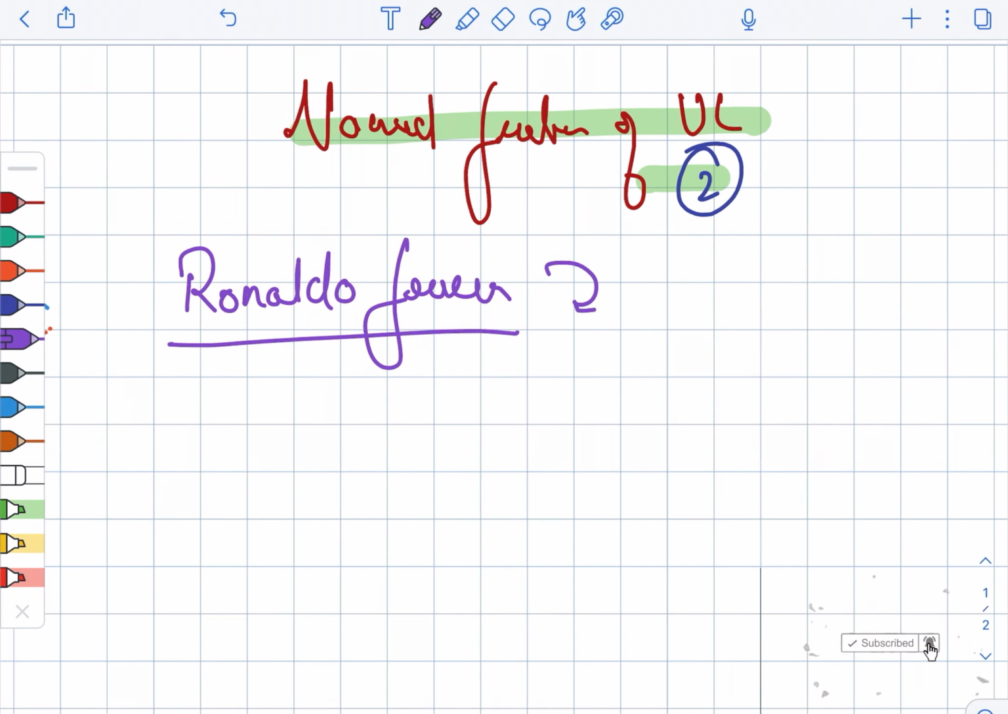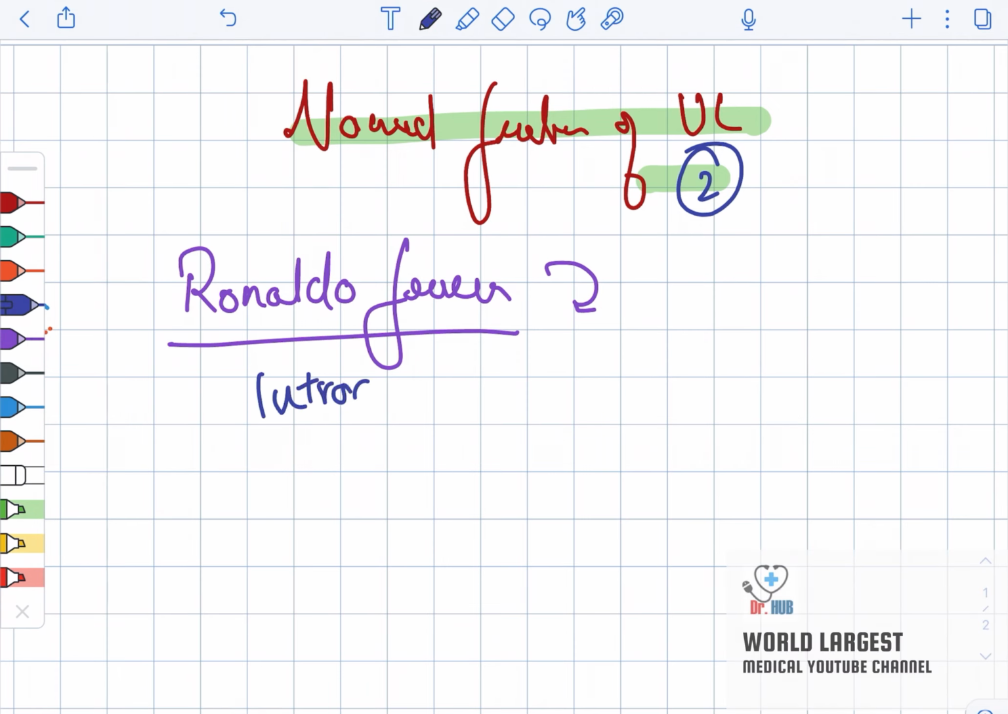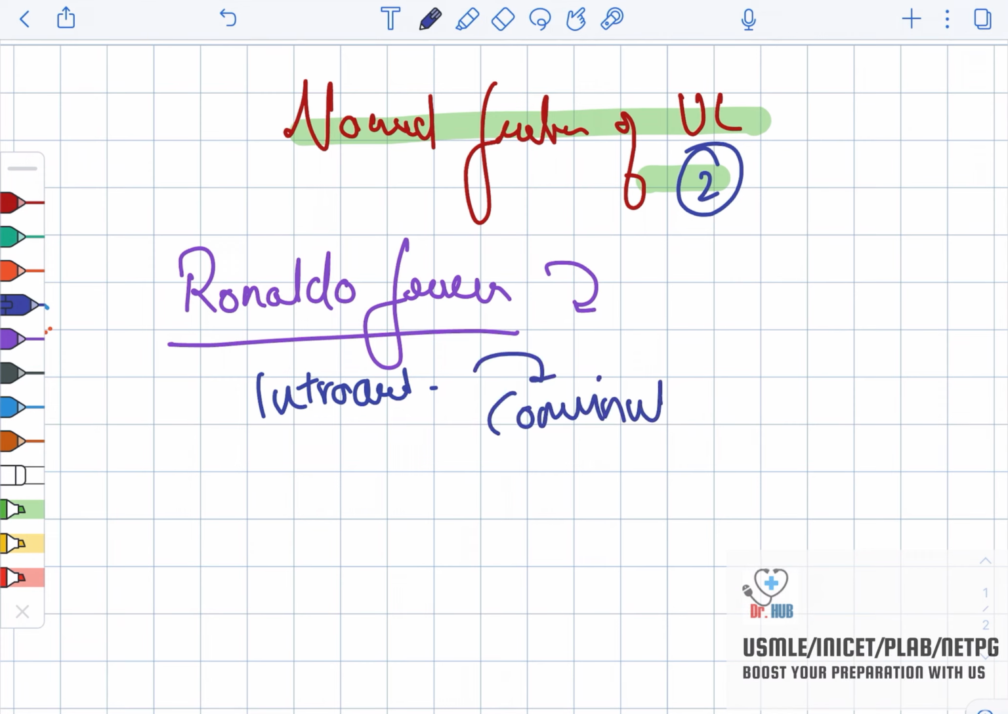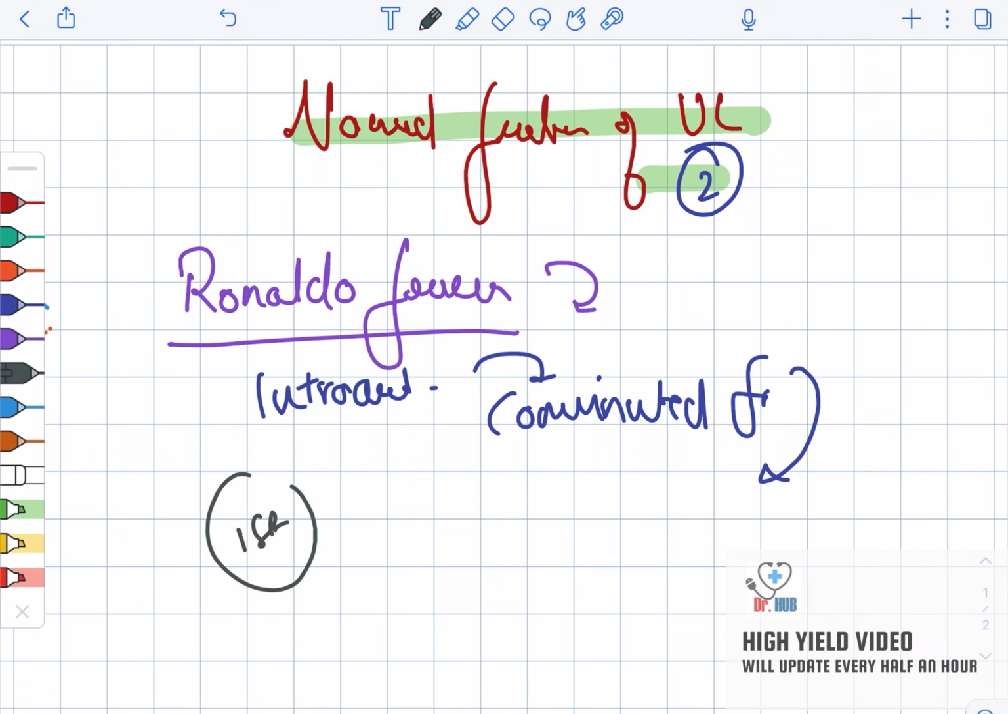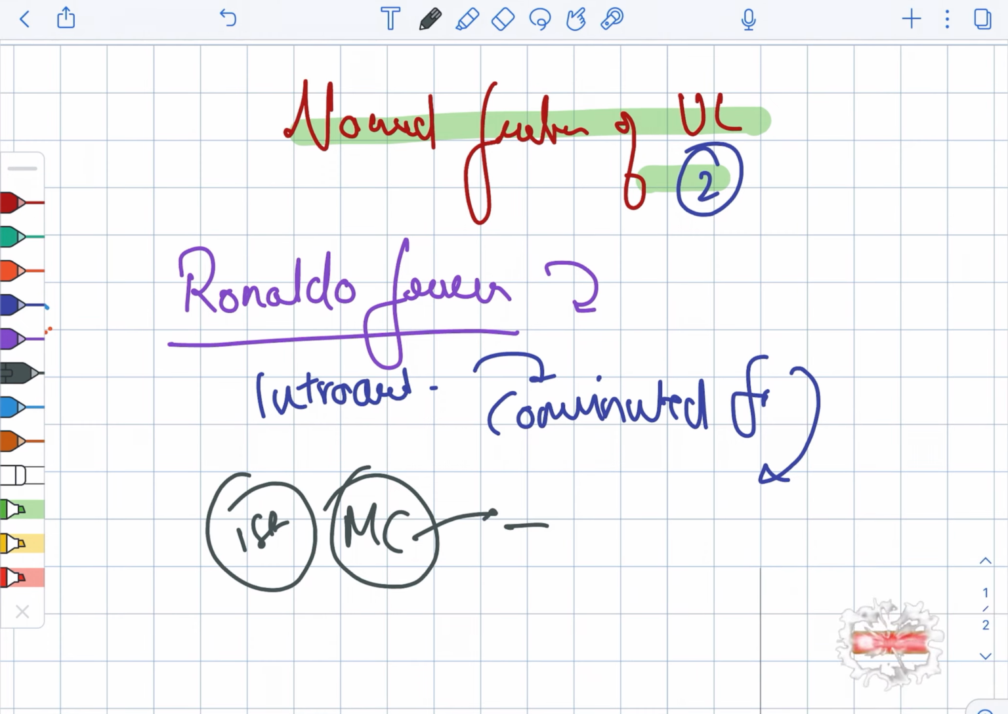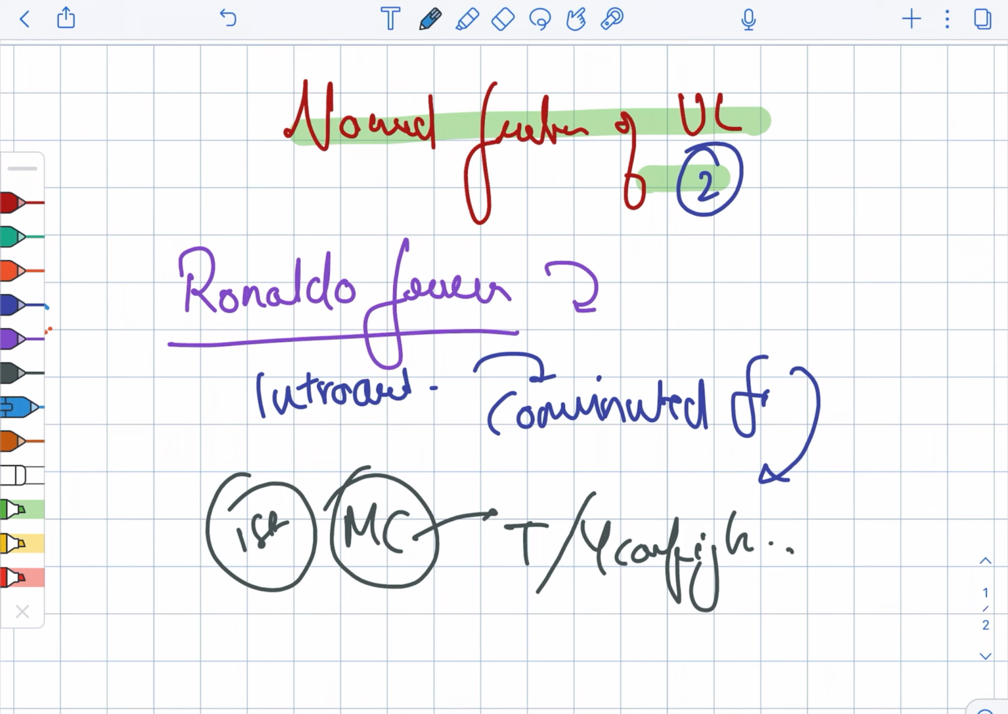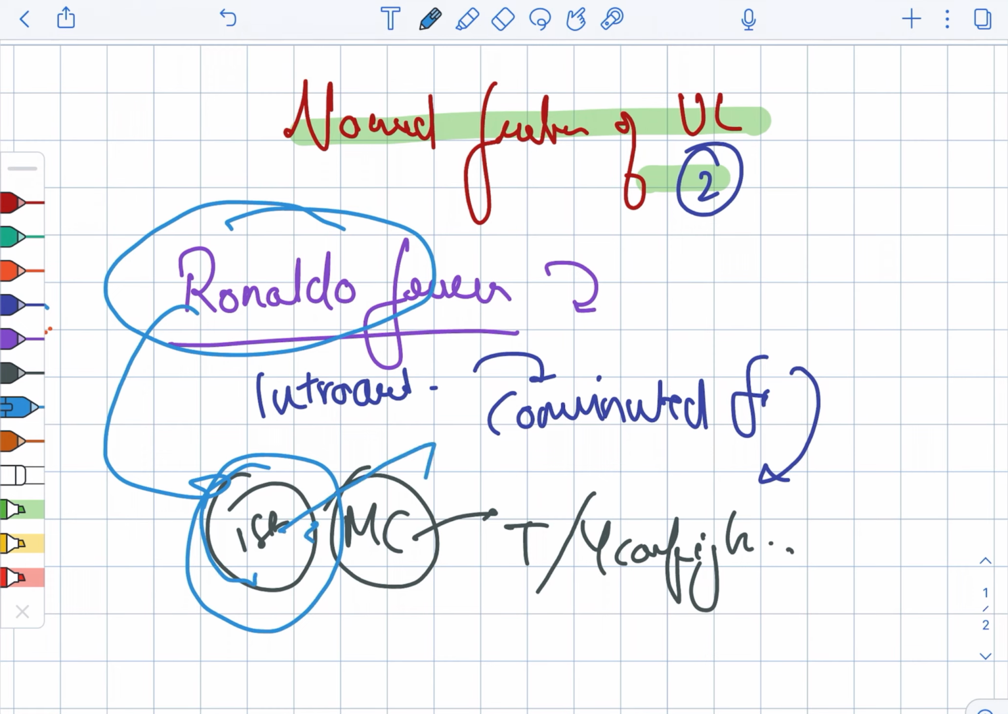In case of the Ronaldo fracture, there is an intra-articular comminuted fracture, and this is of the first metacarpal, and this is with the T or the Y configuration. So it's easier to remember. Ronaldo is considered as number one footballer, so it's 1, and this is a metacarpal.